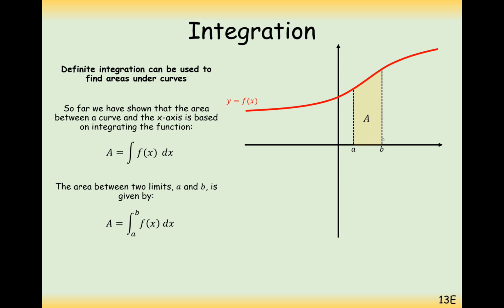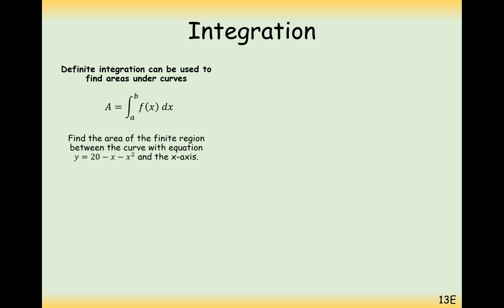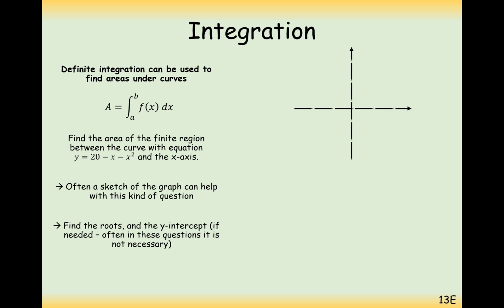So for example, if we want to work out the area in between 3 and 1, it'd be a 3 on the top there and a 1 on the bottom here. And let me show you how this would work in a question. So the question is, find the area of the finite region that bounds the curve 20 minus x squared and the x-axis. Often we'll find that a sketch is a good way of visualizing the question here, and we want to find the area that bounds this curve.